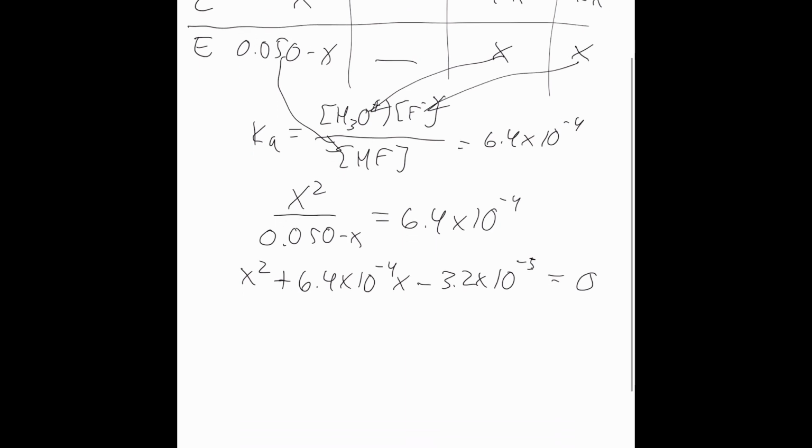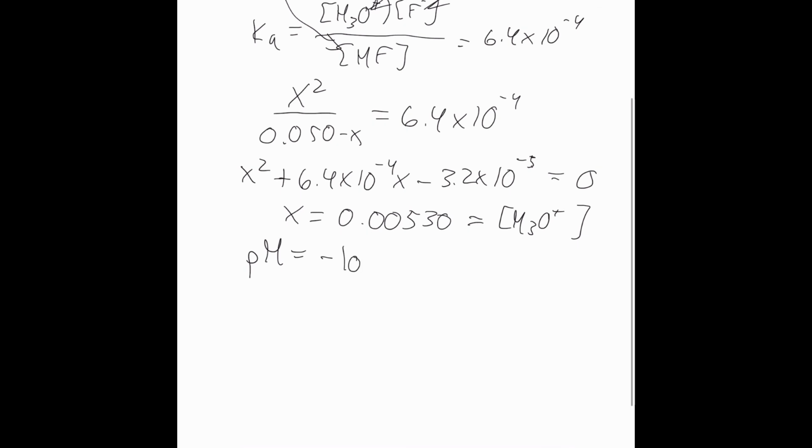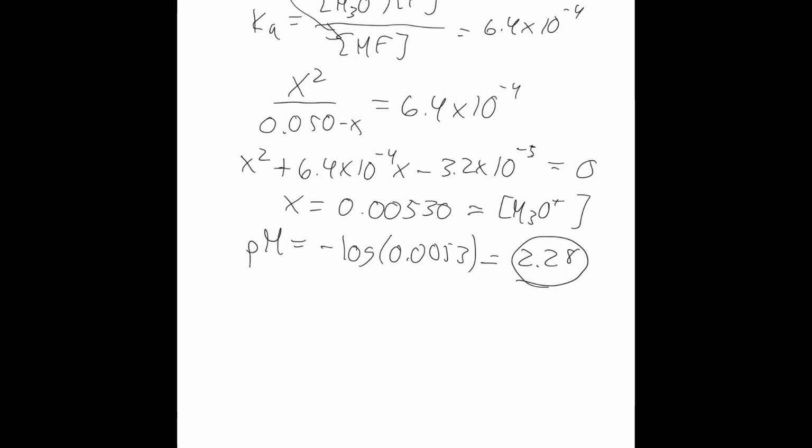All right, so that's our equation, and then if we plug those into the quadratic to solve, we get x equals 0.0053 as our concentration. That is our H3O plus concentration, which if we take the pH equals negative log of 0.0053, or 5.3 times 10 to the minus 3, it's going to equal 2.28. So that's our pH of our 0.05 molar HF solution.